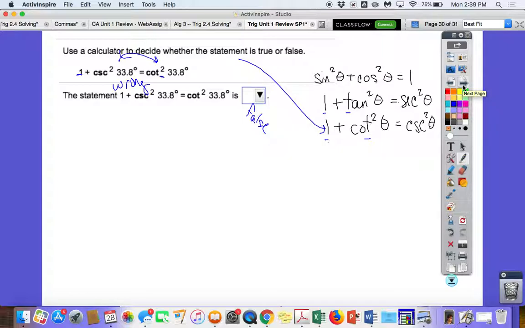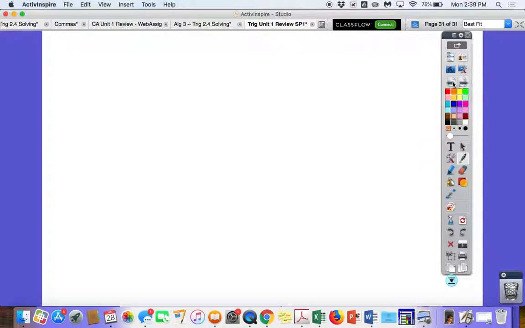I would know my 30-60-90 triangles, my 45-45-90 triangles, and my unit circle. You're going to have to use them profusely. Okay? So y'all be prepared for your test. Hope this helps.